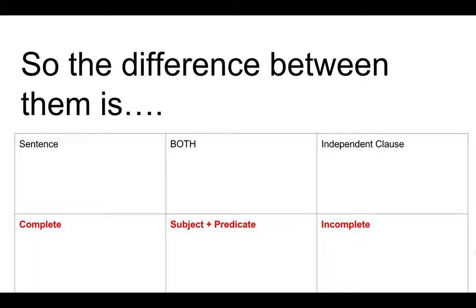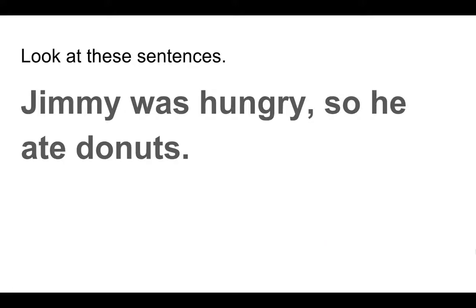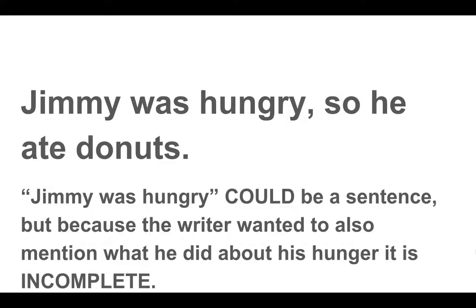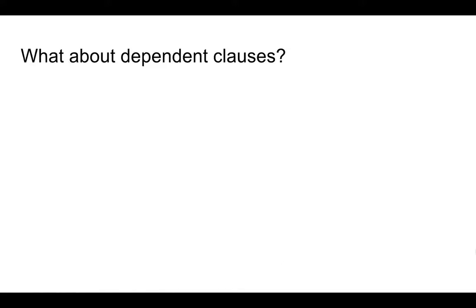Look at this visual. This might help you understand the difference. They both have subjects and predicates, or subjects and verbs, but a sentence is complete and an independent clause is incomplete. So look at these sentences. Jimmy was hungry, so he ate donuts. So Jimmy was hungry could be a sentence, but because the writer wanted to also mention what he did about his hunger, it is incomplete.